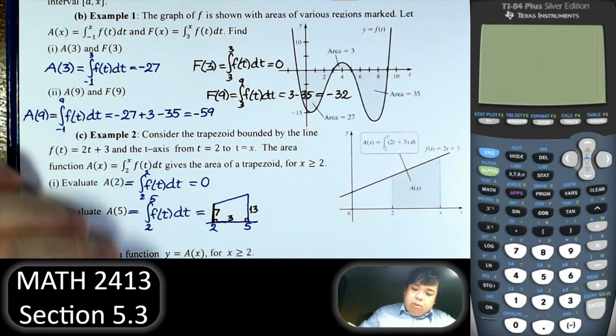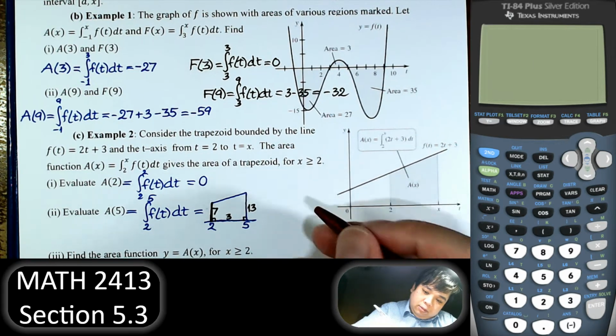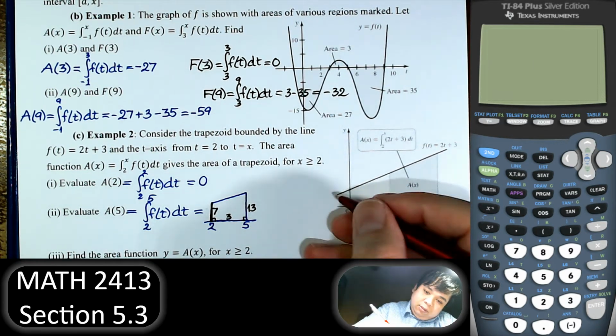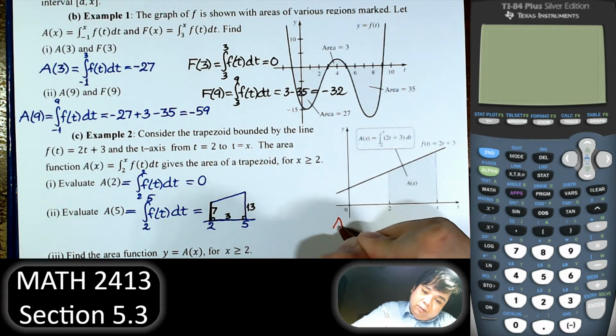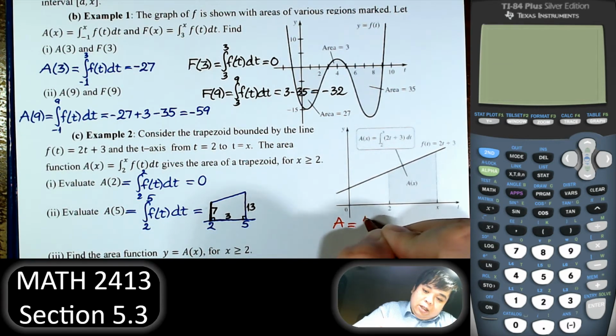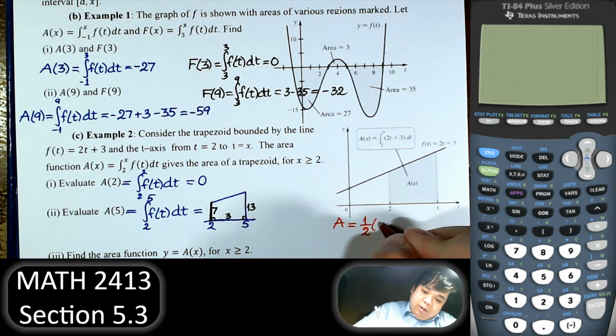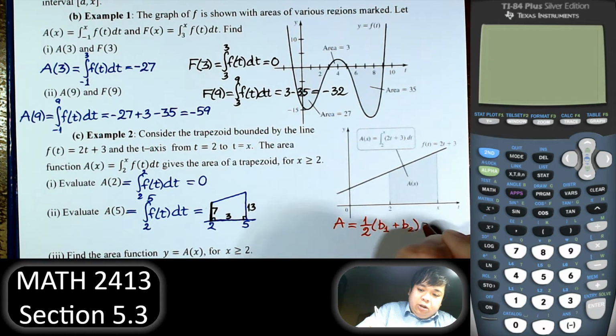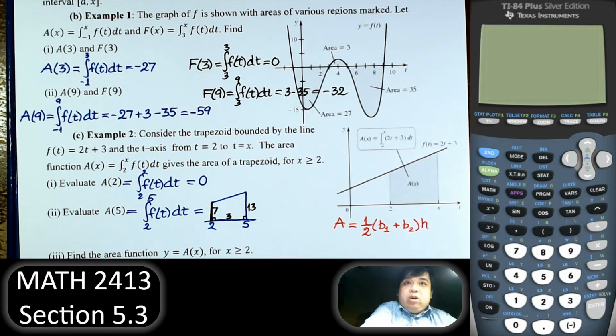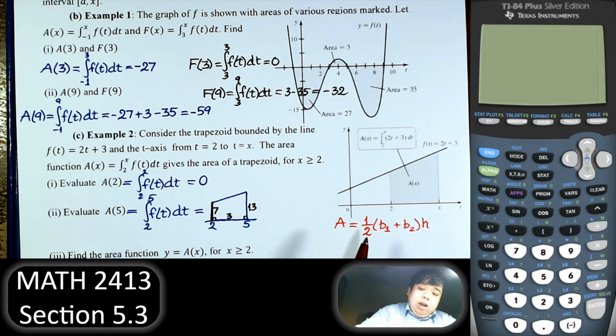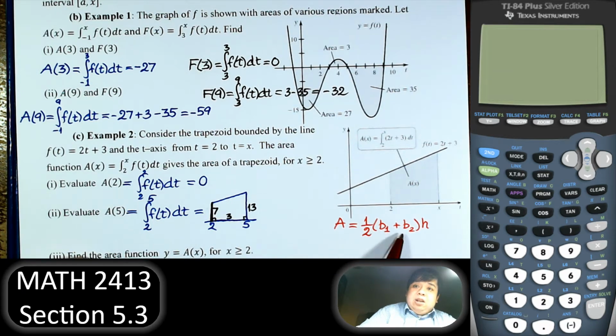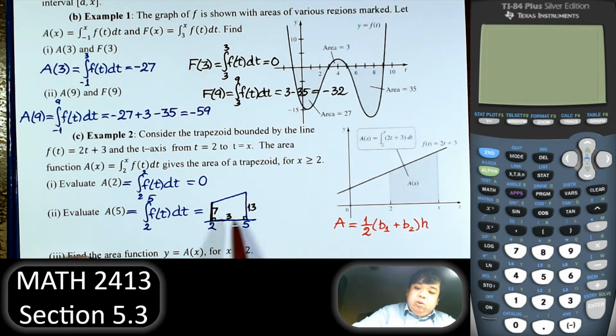So the area of a trapezoid is 1/2 of base 1 plus base 2 times h. So that is the area of the trapezoid. 1/2 times the sum of the bases, base 1 plus base 2, times the height, which is 3.